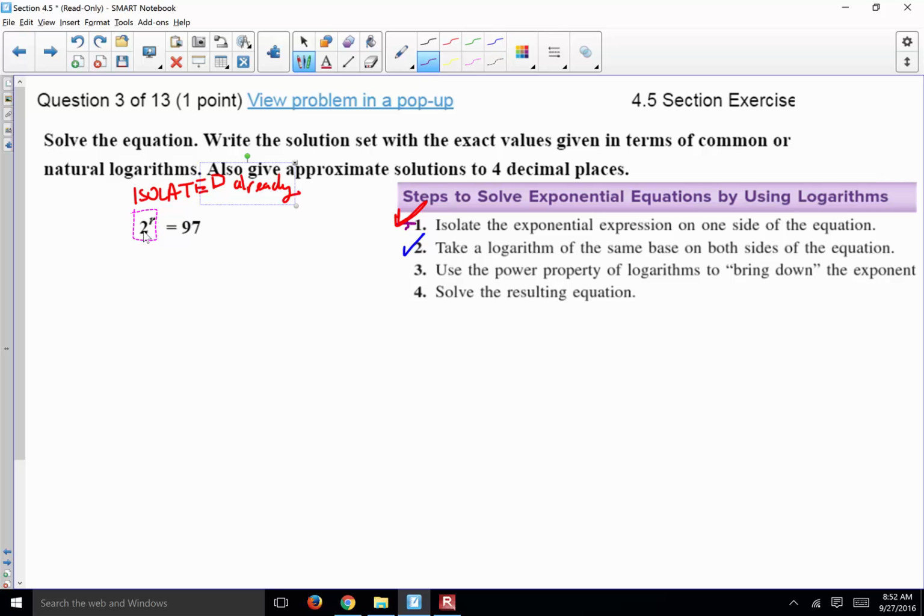What base do you see on this exponential expression? What is the base? 2. So you will take the logarithm of both sides with that same base 2. And 2 to the r is still on the left. Make sense? I'm wondering why they are taking base 2 but not base 5. Why don't we take base 5, or base 8? Why base 2?